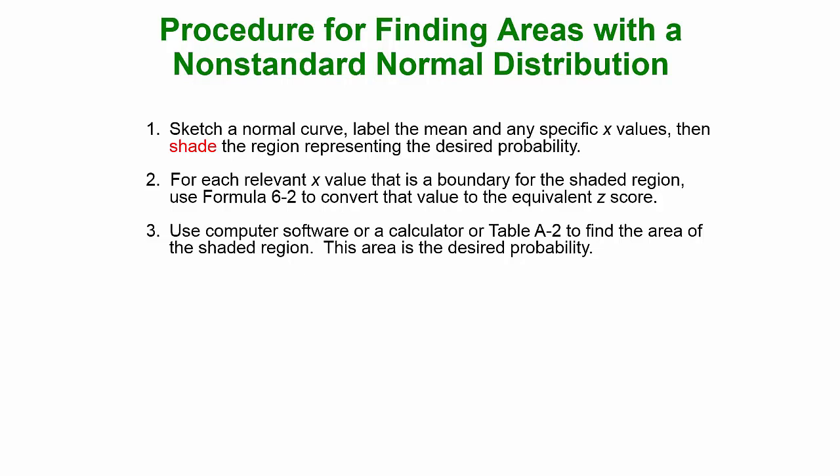So the way that we find areas when we have a non-standard normal distribution is we want to sketch a normal curve, label the mean and any specific x values, and then shade the region. So then we have to convert any x values to z-scores. I actually like to sketch my picture after I've done the conversion, and I just sketch the one picture with the z-score. We're going to use Table A2 to find the appropriate area.